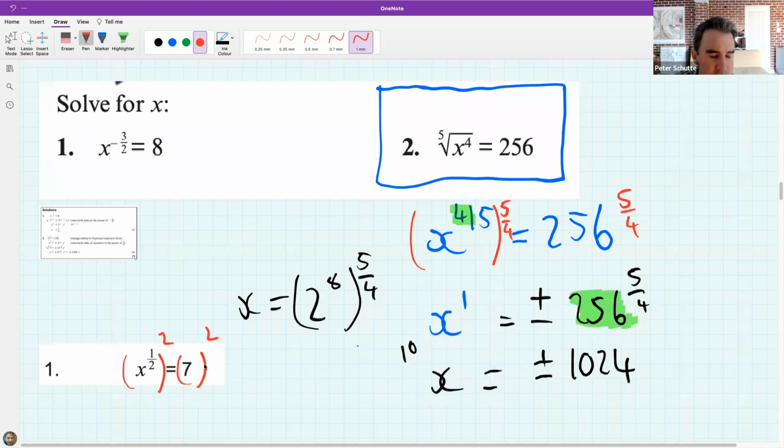So with this one, there's only going to be one answer because the numerator is an odd number. And so we get x is 49.